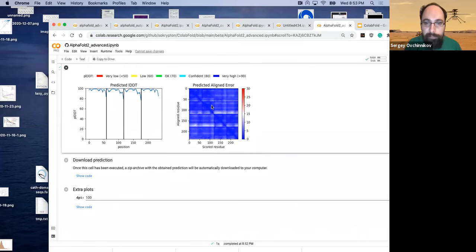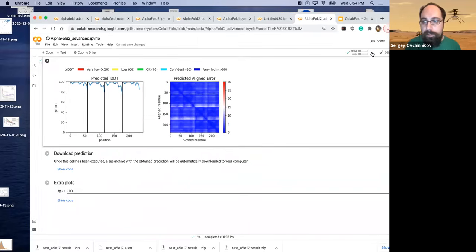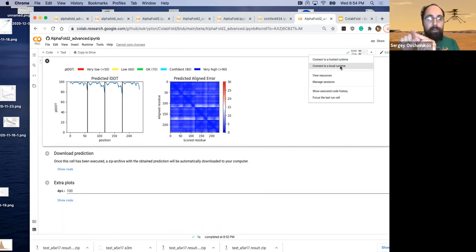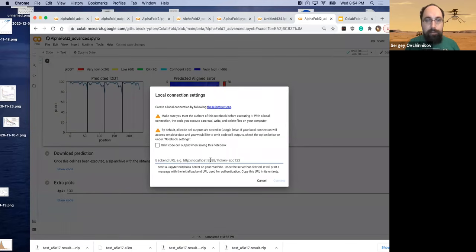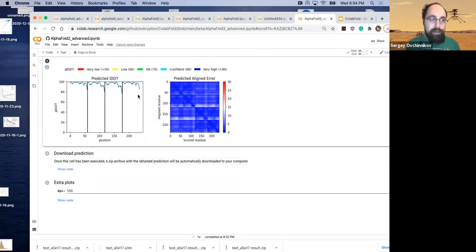Okay, let me check the chat box to see if there are any more questions. Philip B is asking, could you connect to your local Jupyter session? Yes, you definitely can. If you click on this little arrow button here, you can connect to a local runtime, and everything will run. You can launch a Jupyter session on your personal computer, take the localhost port number, and type it in here, and it will connect to your local computer. I'm not sure there's much reason to do that, because you could just download this notebook and run it directly on Jupyter.